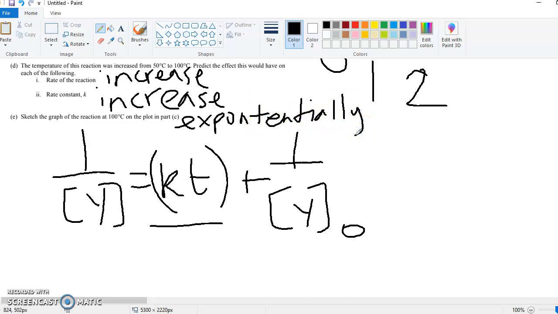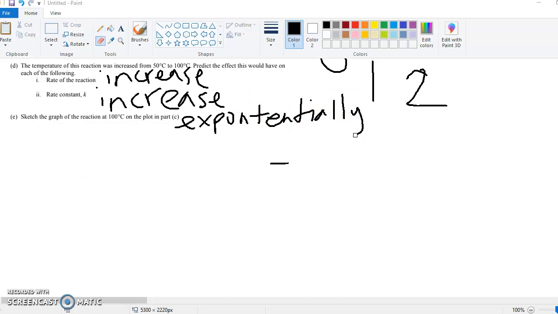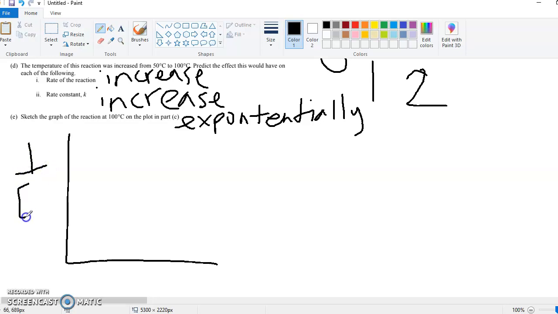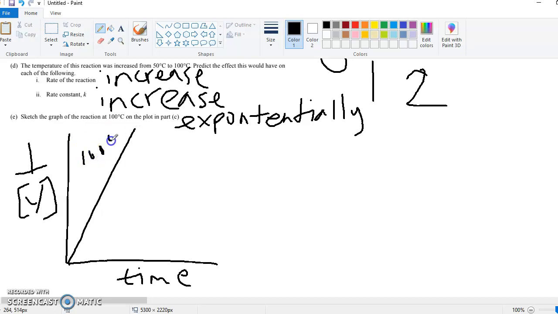All right, so let me delete this part. So we're going to sketch the graph, and we know that if I'm sketching the graph at 100 degrees Celsius, I know that my slope is going to increase, therefore it's going to become more positive. All right, where that is at 100 degrees Celsius, make sure we label. And this was at 50 degrees Celsius.